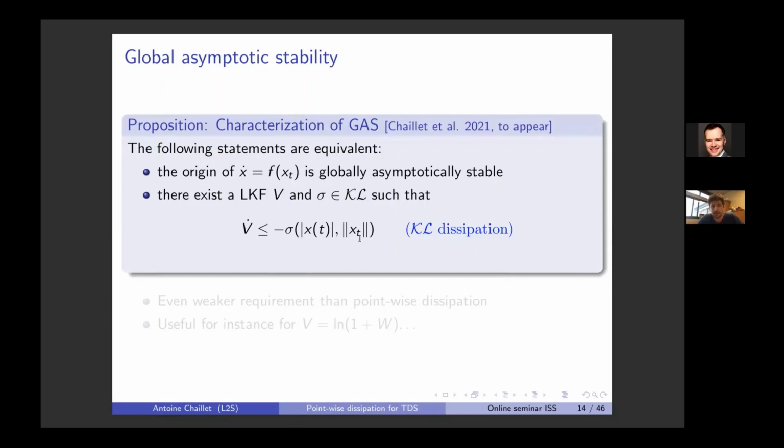So I'm not saying it's revolutionizing the analysis of time delay systems, but it's just weaker than the pointwise dissipation. And we will see that it's, for instance, useful when you deal with a Lyapunov functional that takes the form logarithm of 1 plus W, where W is another Lyapunov functional. Because when you differentiate this, you make appear at the denominator 1 plus W itself, and so you have a decaying term in W, so also in the history norm. So keep in mind that a KL dissipation rate is also enough to establish global asymptotic stability.